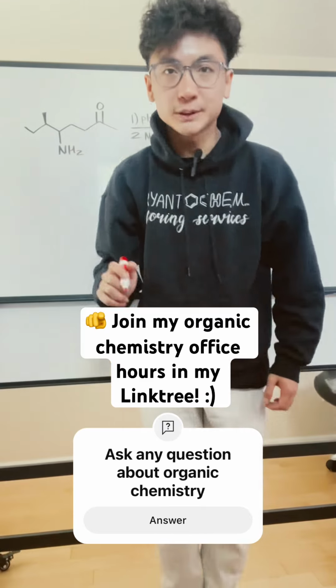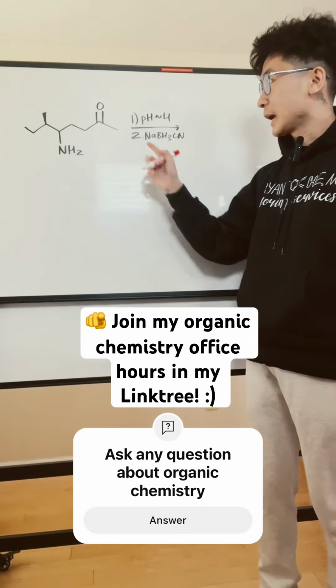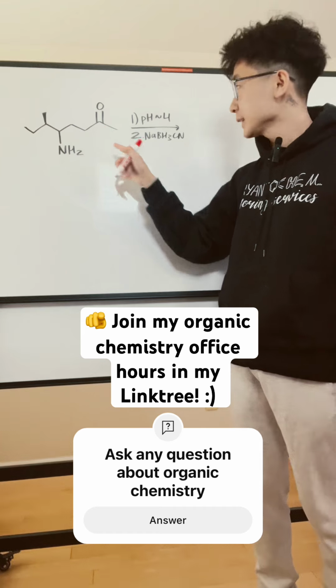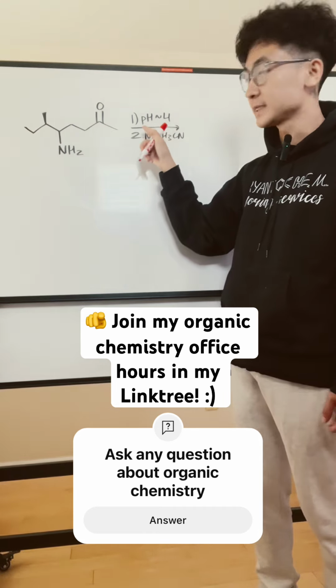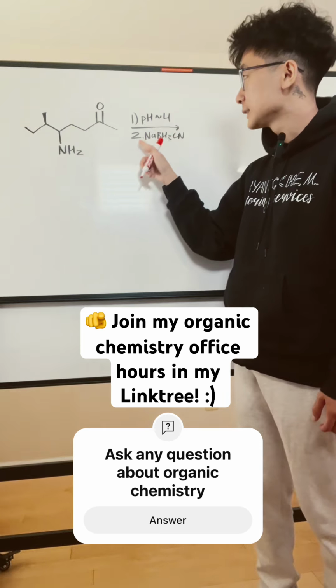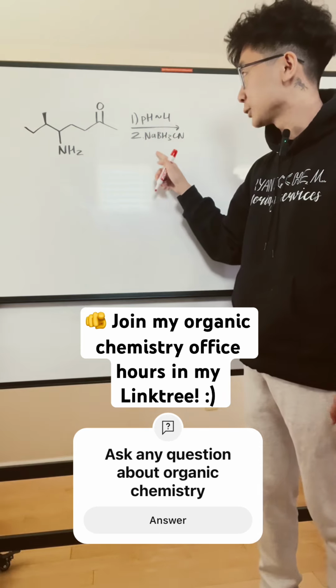In this video, I'm going to go over this organic chemistry problem where we have an amine and a carbonyl in the reactant. In the reagents, we have the first step as slightly acidic conditions at a pH of around 4. Second step, we have a reducing agent, NaBH3CN.